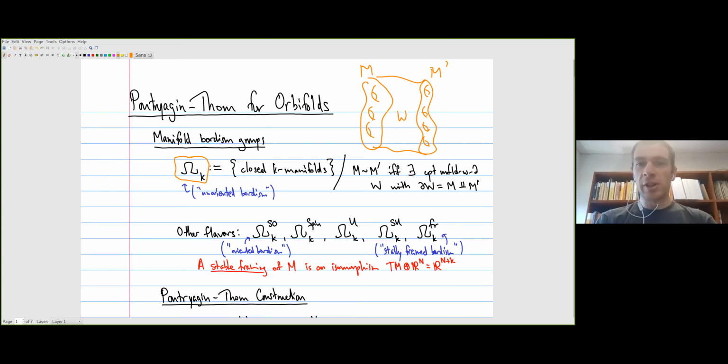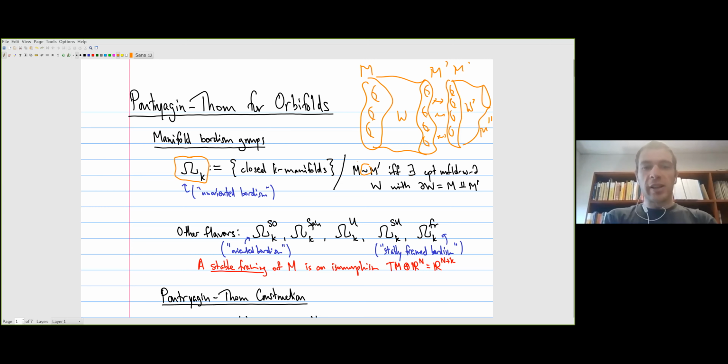And bordism is an equivalence relation because you can glue. If I have a bordism from M prime to M double prime, then I can glue these two bordisms along their common boundary M prime to get a bordism from M to M double prime. So this tilde here is an equivalence relation. And this is a group. The group operation is disjoint union. And in this case, everything is its own inverse.